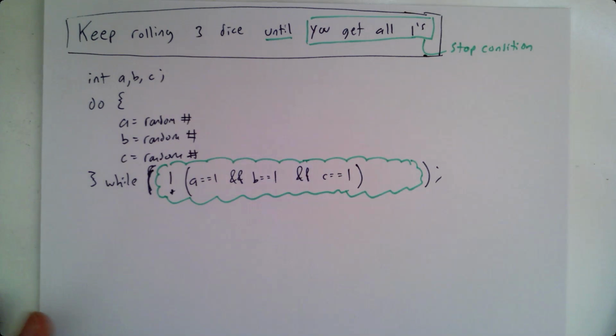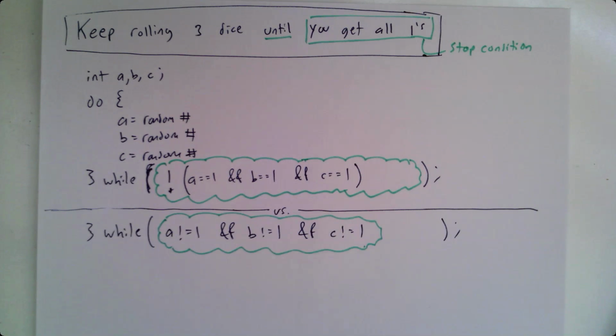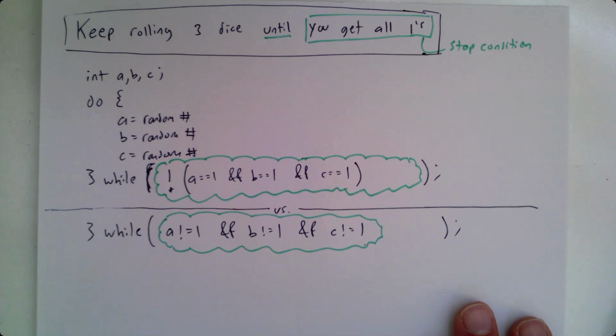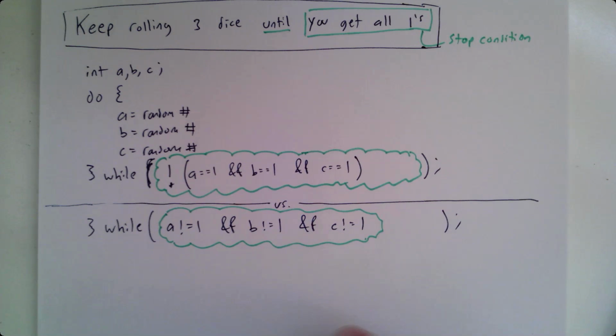So that's the idea. However, some students did the following. They wrote, keep looping while A isn't 1 and B isn't 1 and C isn't 1, because that feels like it might be the same thing. So let me write them out in English, and then we'll talk about how you can think clearly about why those aren't actually the same condition.